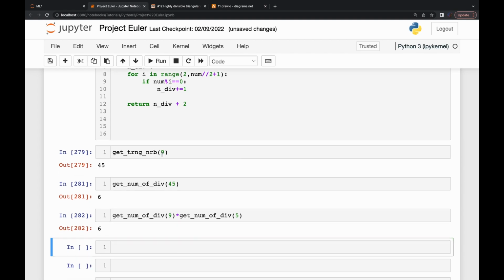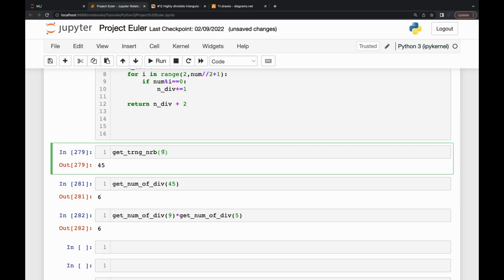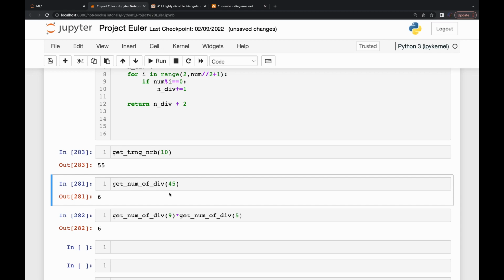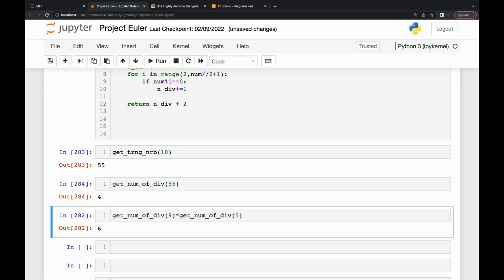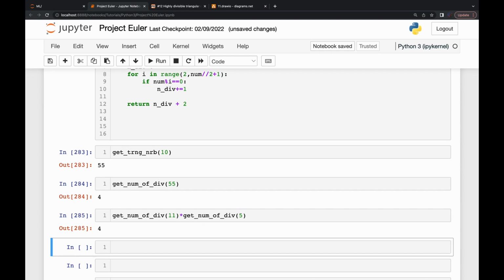Okay, let's try with another number. Let's say the next number is 55, and 55 came because 11 multiplied by 10 divided by 2. So what is the number of divisors of 55? Let's check it. So it's 4. And if I just do it like that, 11 and 5, that is also 4. So I think you get my point.